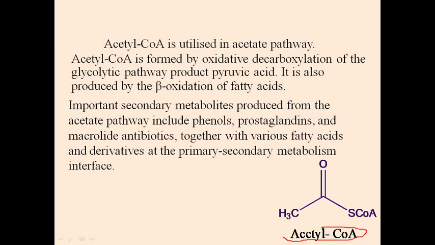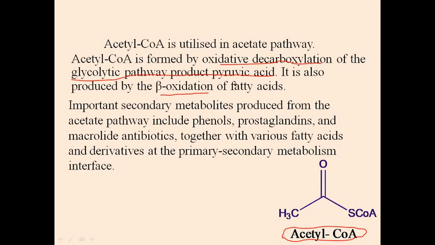This acetyl coenzyme A, which is utilized in the acetate pathway, can come from oxidative decarboxylation of the glycolytic pathway product pyruvic acid, or it can also be produced from beta oxidation of fatty acids, and it can also be produced from degradation of various amino acids.